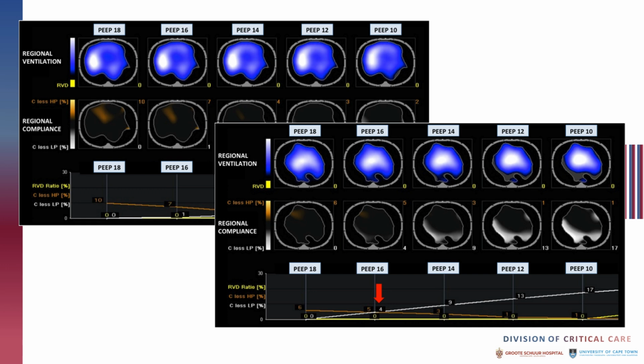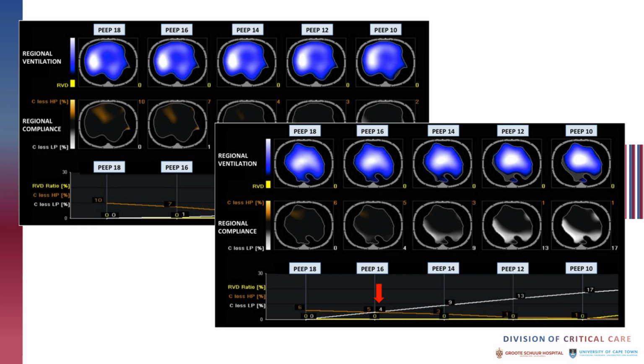As we come down with PEEP, we start to see much less compliance loss. But if we start to drop the PEEP to 12, 10, we start to see compliance loss now in the posterior or the dependent parts of the lung, which is now represented by these white shaded areas. So very dynamic. It certainly gives us a real-time representation of changes in lung volume and also changes in compliance.